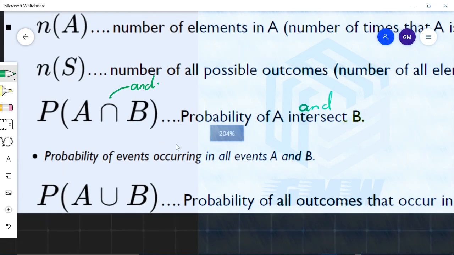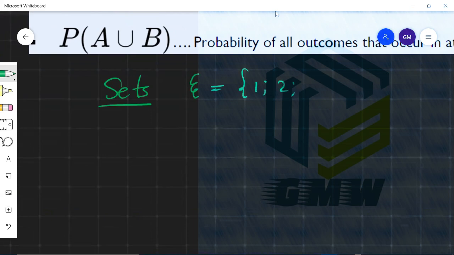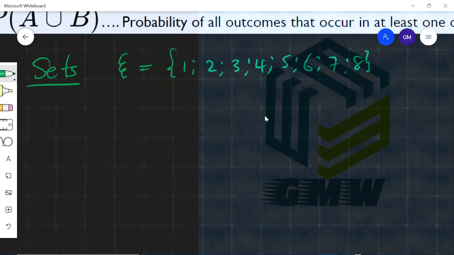This language we are talking about is borrowed from sets. Can I give you the background of it? If you have a universal set, let's say you have a set of numbers 1, 2, 3, 4, 5, 6, 7, and 8. Let's say this is a mother set.